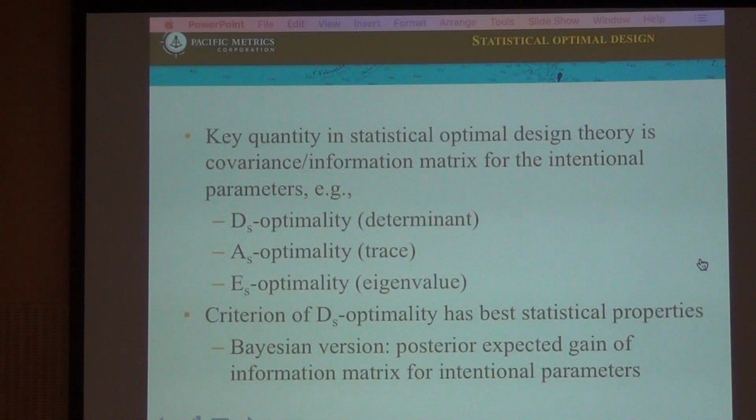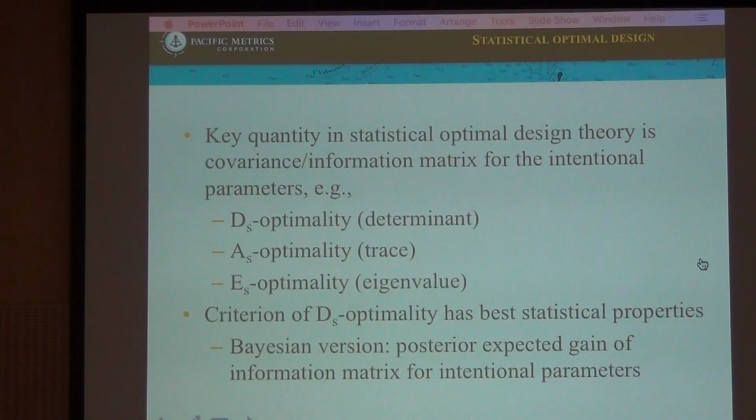There's good statistics there. And a key quantity in statistical optimal design theory is your covariance information matrix for the intentional parameters. And we have criteria there, like D-optimality, which is the determinant of the information matrix for the intentional parameters only. So if it's an ability parameter, it's Fisher's information just for the ability parameter. For the item parameters, it's the determinant of the item parameters' information matrix. But we could also look at the trace of the information or covariance matrix, or the eigenvalue, or a subset of it, etc.